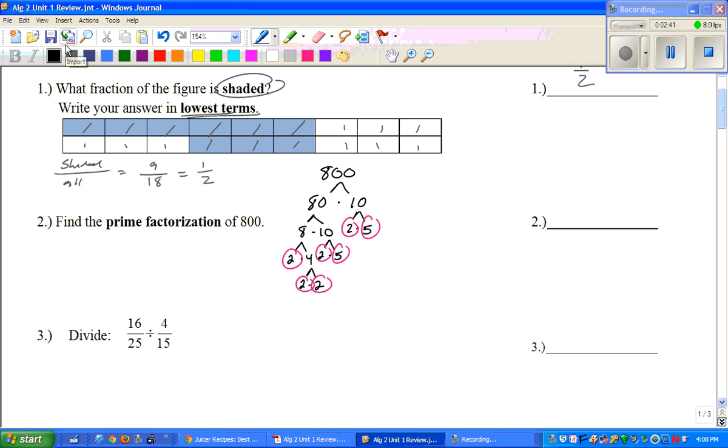Now, when we write our final answer, from lowest to highest, so we got 2, 2 2's, that's 3 2's, 4, 5 2's, and, oh, that's supposed to be 5. And 2 5's. So if you were to multiply all of those numbers out, you'd end up getting 800.